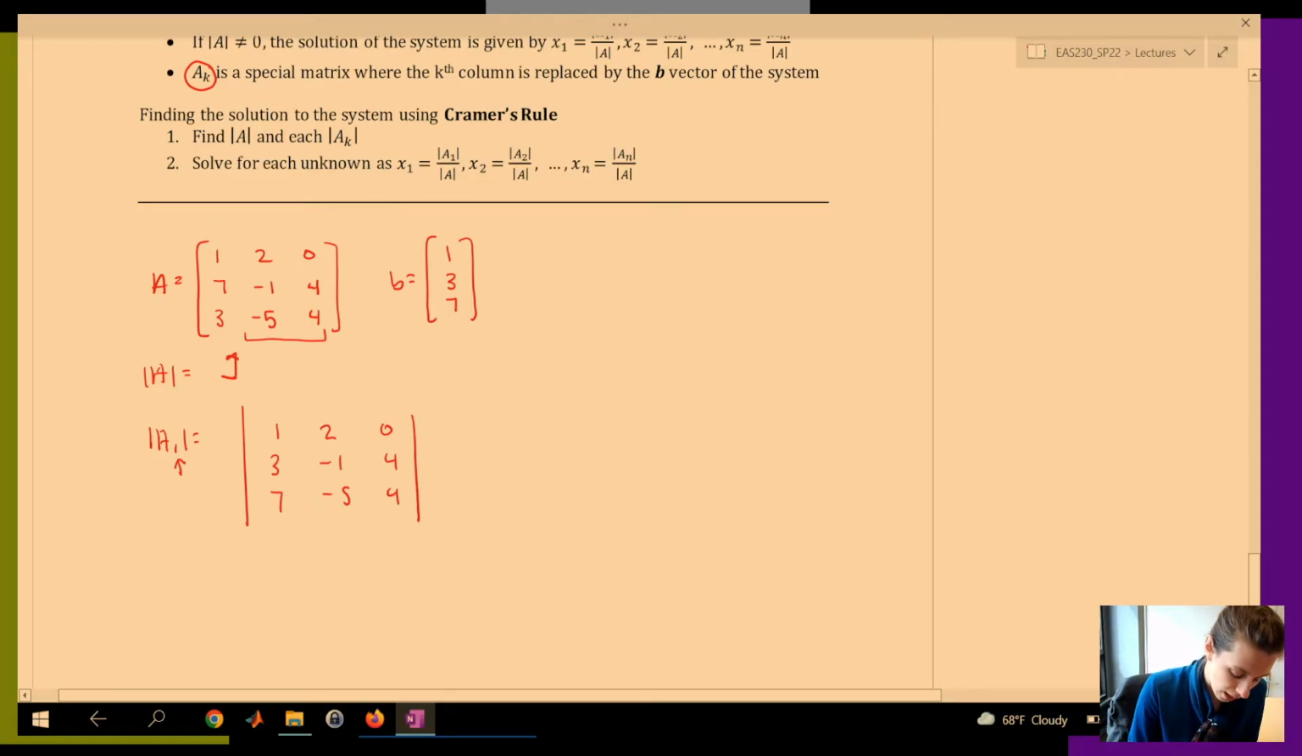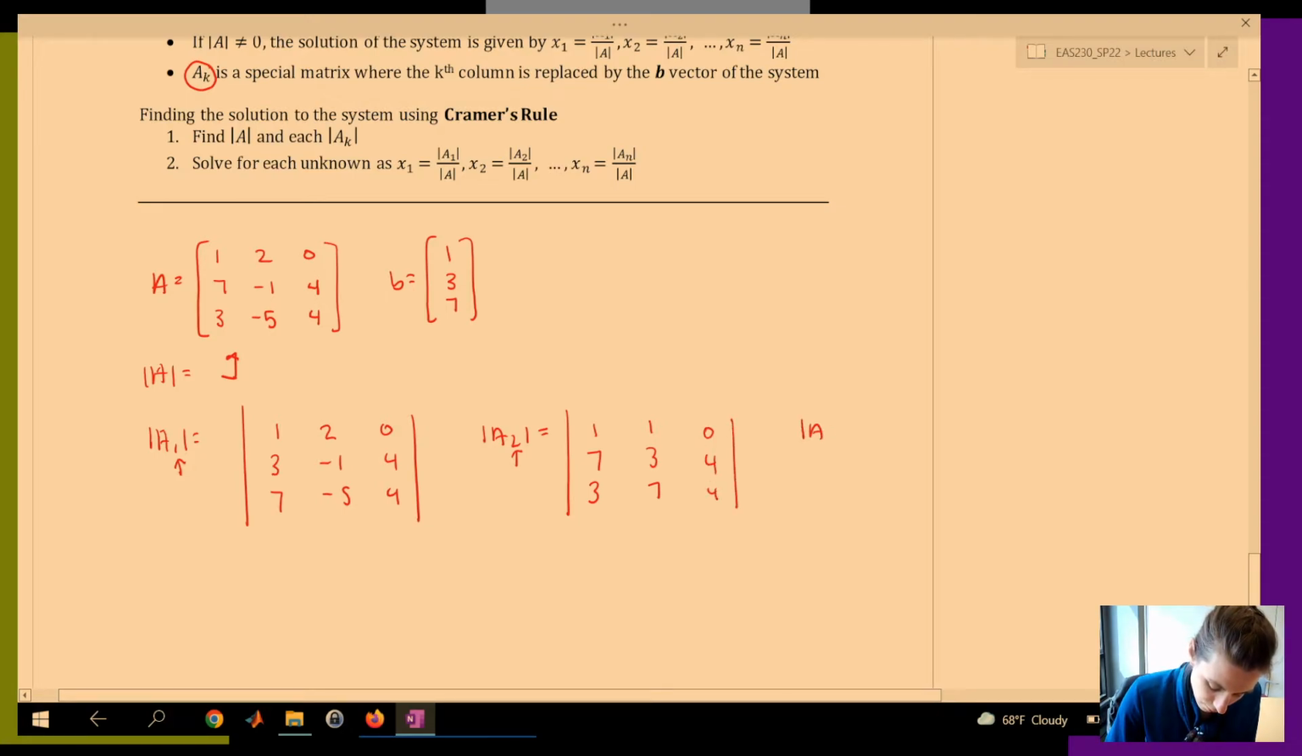Then I can go ahead and find the determinant of A2. Notice this is a 2, which means the second column of A is replaced with B. So I'm going to go ahead and put in my first column of A. Then the second column is going to be my B values. And then my last column of A.